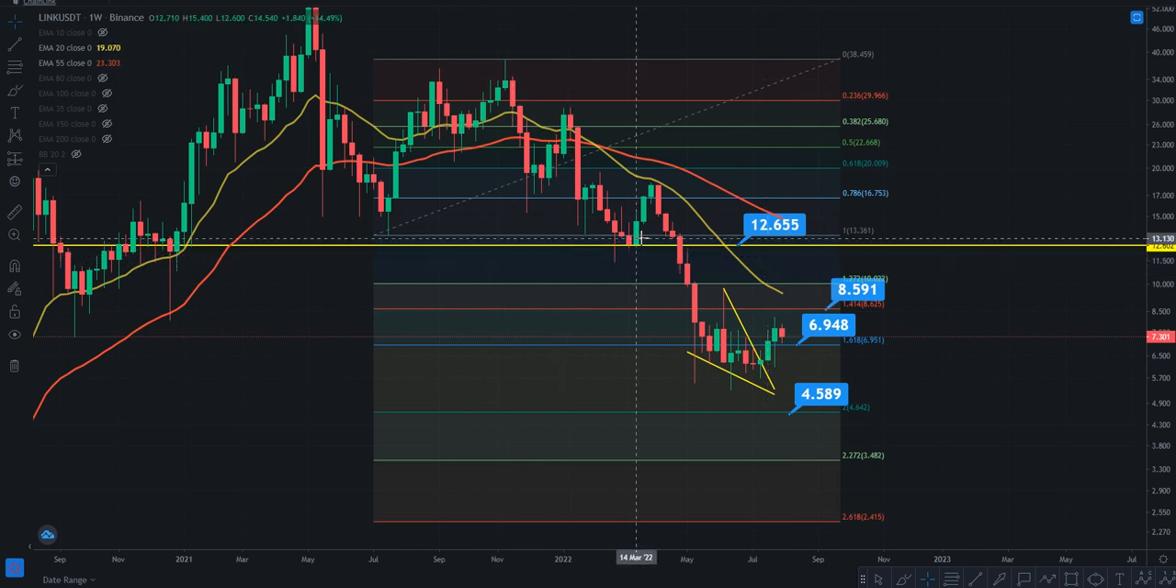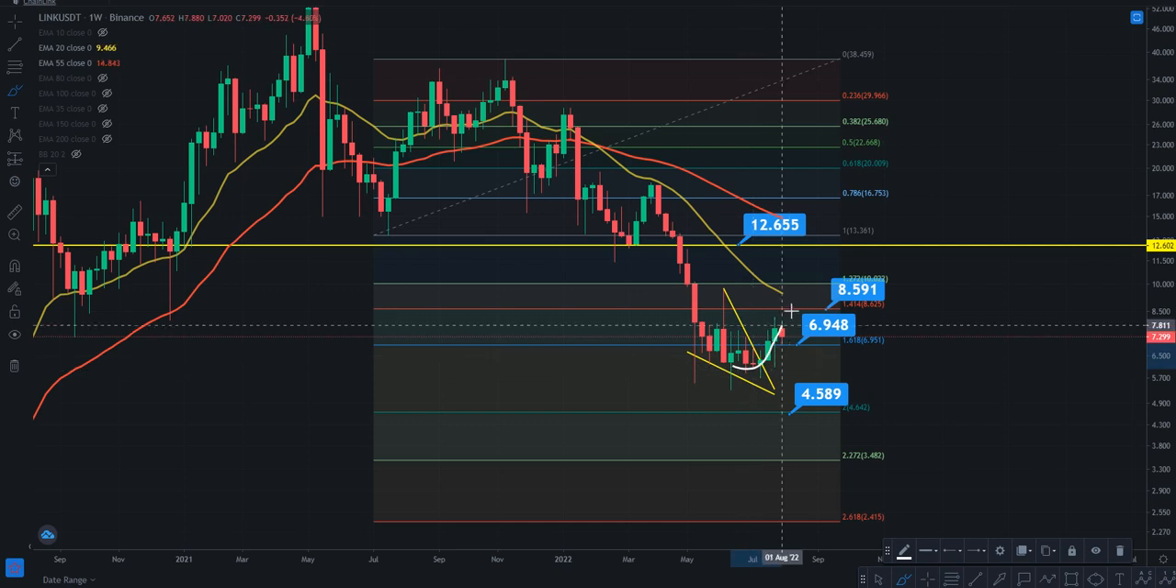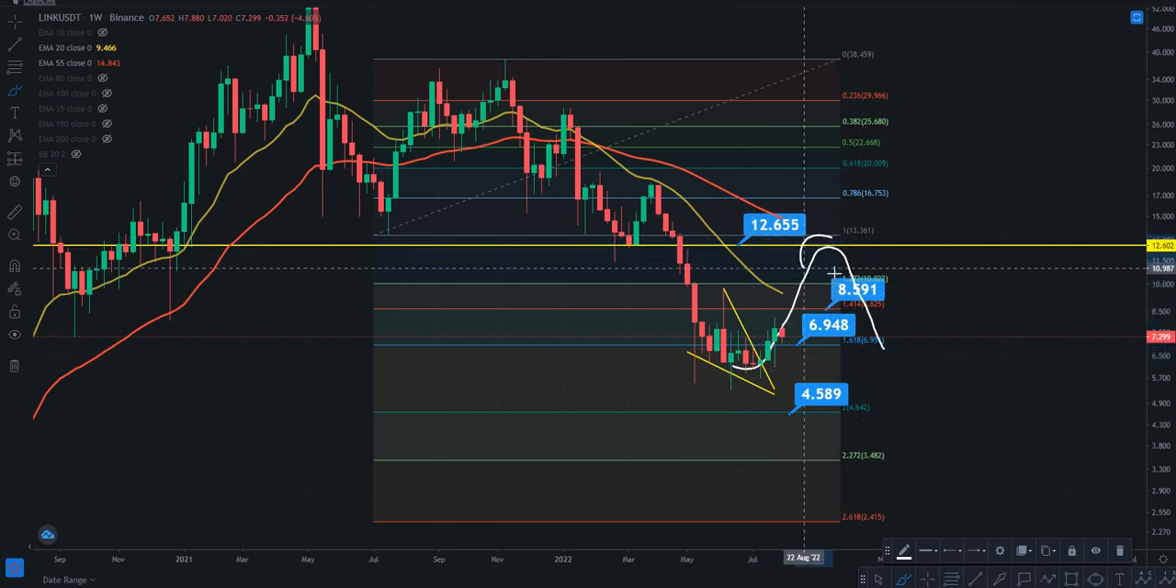You have a strong resistance line here at $12.65. This is the support that we bounced from in March, then we lost it. We still haven't had the back test of resistance, so potentially this is something that we're going to do once we have the announcement next month.